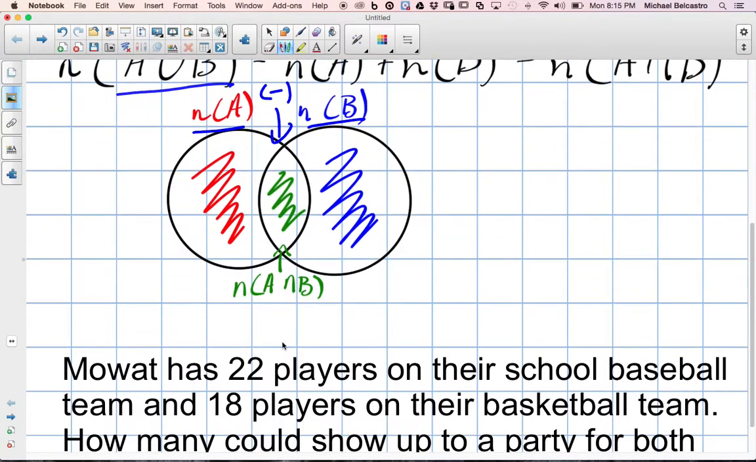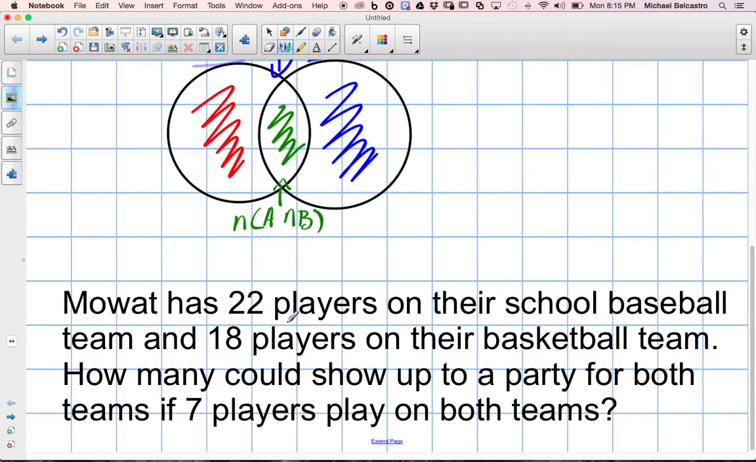So let's read our question and we'll try to set it up, and I'll try to show you the idea of double counting things. So Moed High School has 22 players on their school baseball team and 18 players on their basketball team. How many could show up to a party for both teams if 7 players play on both teams?